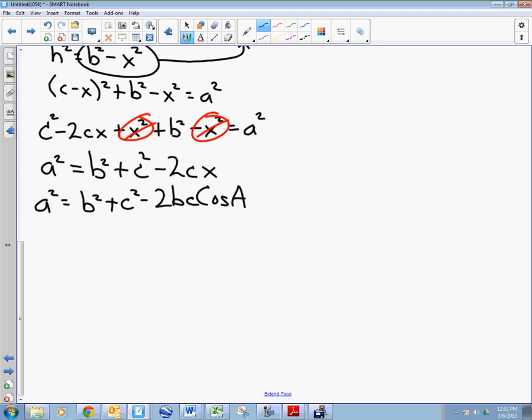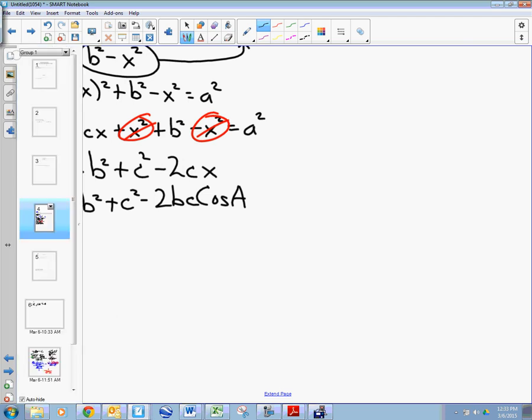What do you think? Now I have a formula that has no X's, that has no H's, and it says something intelligent. Notice, if I'm looking for side A, it requires that I know what angle. A. So the idea is if you have A and then the two adjacent sides, it will give you the opposite side. Okay? So, flip it over.